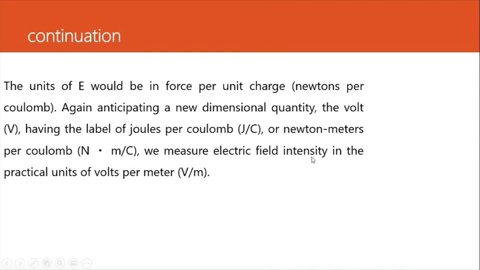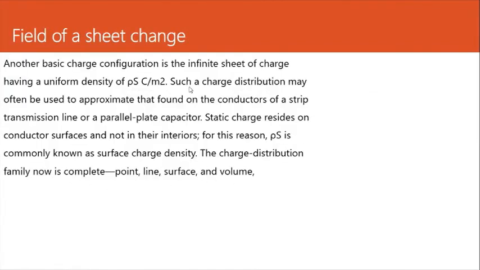As you can see, in electric field intensity, in electromagnetism, the force creates voltage, and after that there will be an output current if our principle is a generator. But usually, the unit of electric field intensity is in the practical units of volts per meter. Okay? Then this one is the field of a sheet of charge.